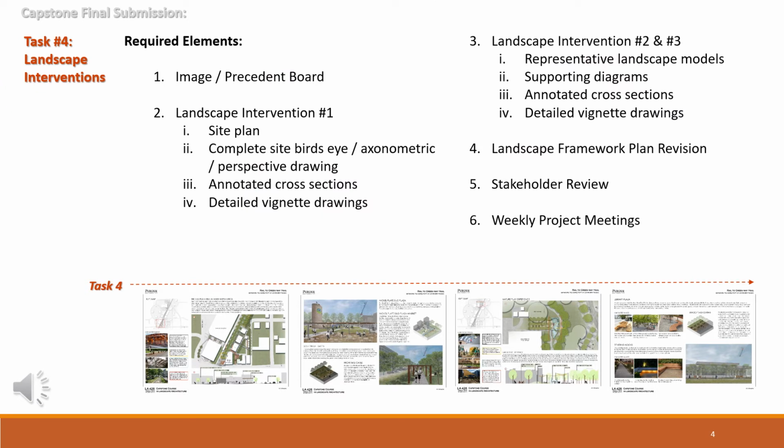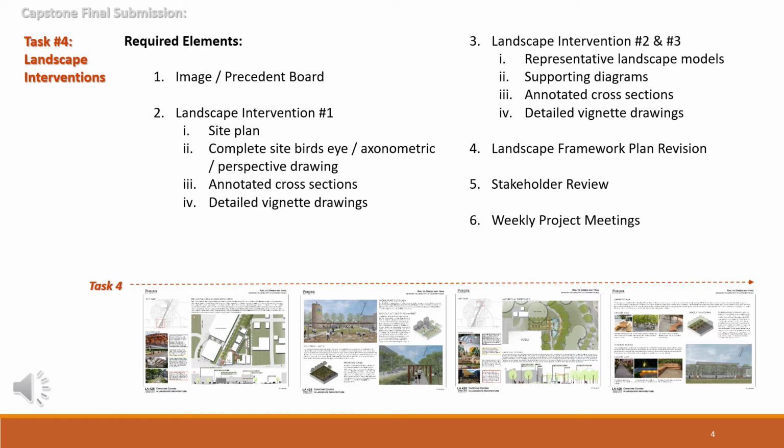What I've done on this page is just taken the assignment sheet and broken it down into its core elements. Hopefully this will help simplify things for all of you. Basically, what you're going to see here is what we're going to talk about on the following slides. Certainly on the left-hand column, you have your image or precedent board. This is part of our design process, looking to examples of both program and form and drawing those in. Then your landscape intervention number 1.